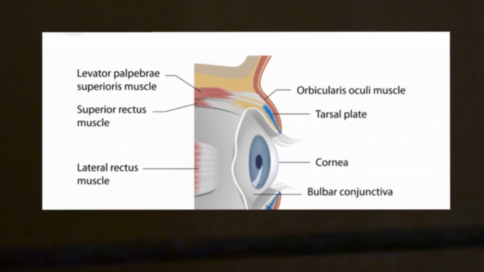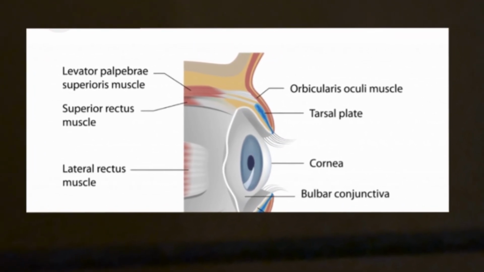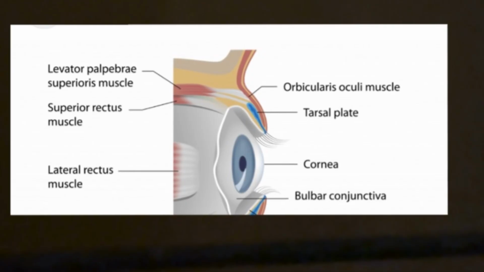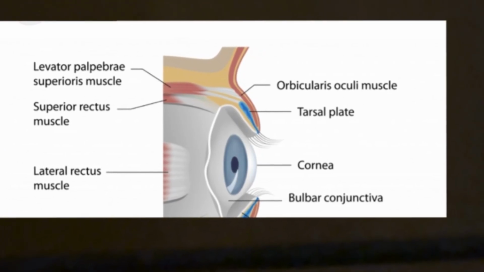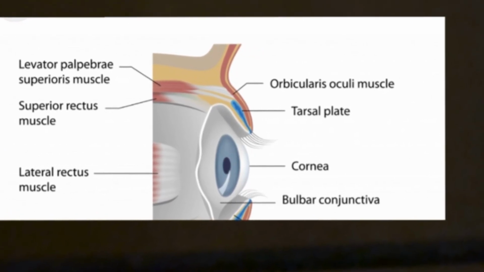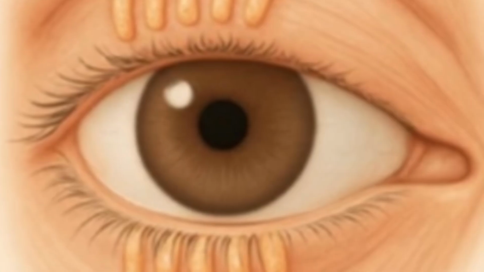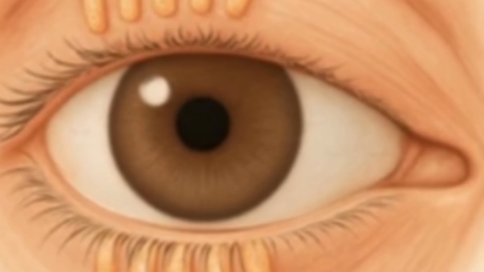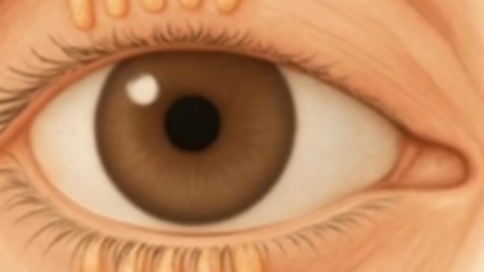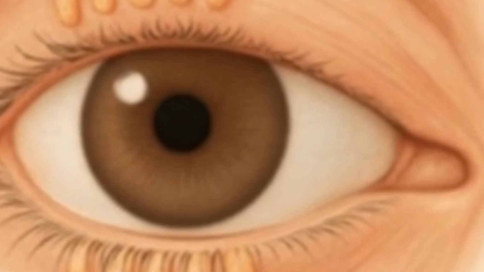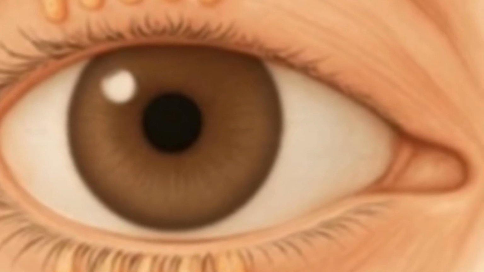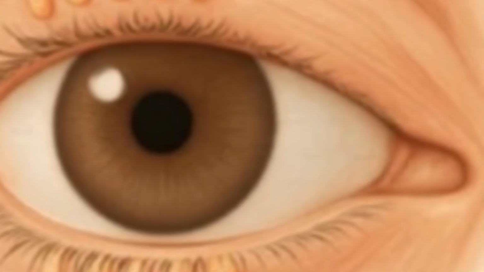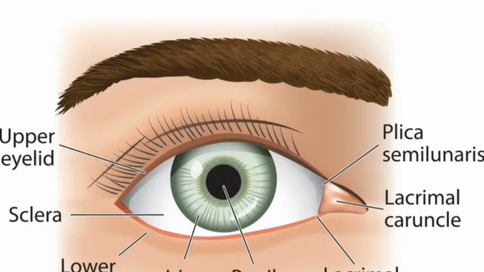This layer provides the eyelid with its structural integrity and shape. The tarsal plates contain the meibomian glands, which secrete an oily substance to prevent the evaporation of tears. There are approximately 30 to 40 meibomian glands in the upper eyelid and 20 to 30 in the lower eyelid. These glands are responsible for producing the oily layer of the tear film, which helps prevent tears from evaporating too quickly.